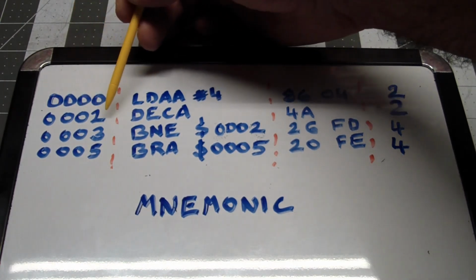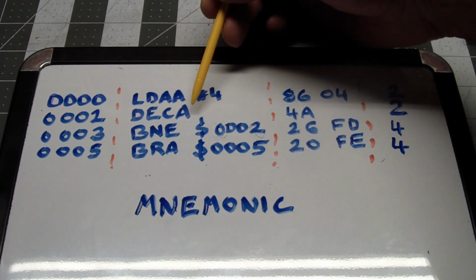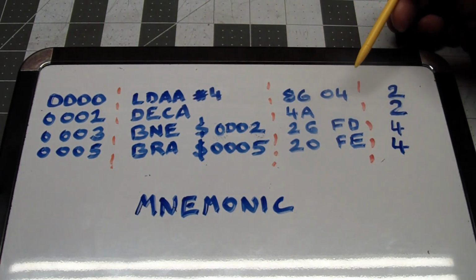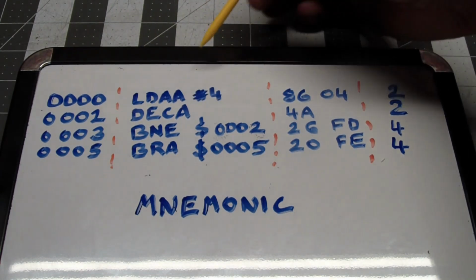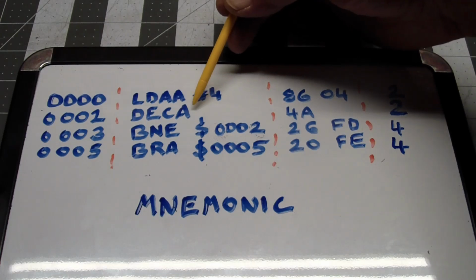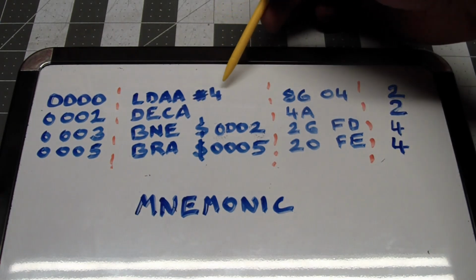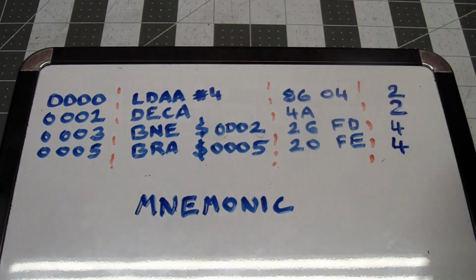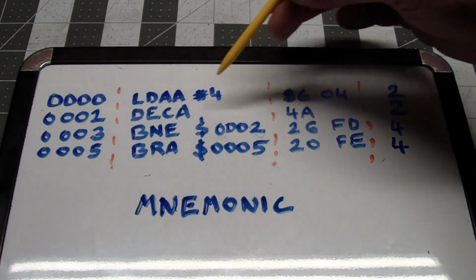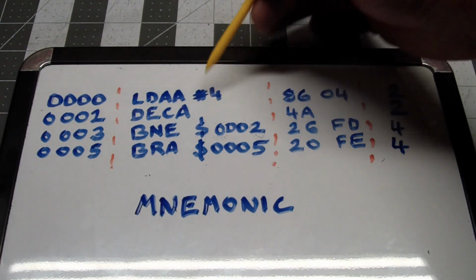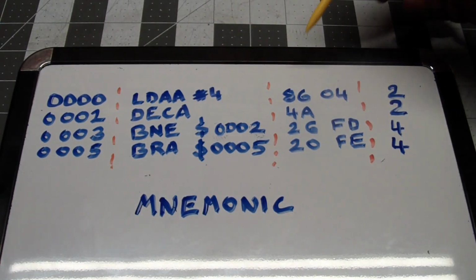Program counter jumps to memory location 2 and fetches the next instruction. We'll see this instruction, the mnemonic, if you haven't guessed it already, says decrement A. So we have a 4 in A, and we decrement it by 1. So after the first time this instruction executes, we have a 3 in the accumulator.